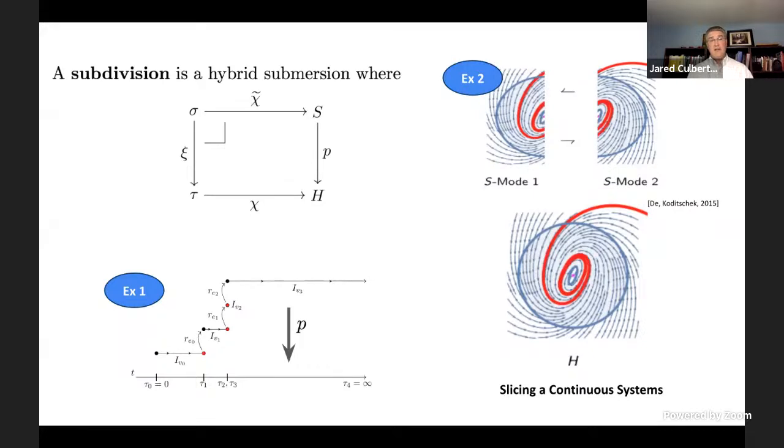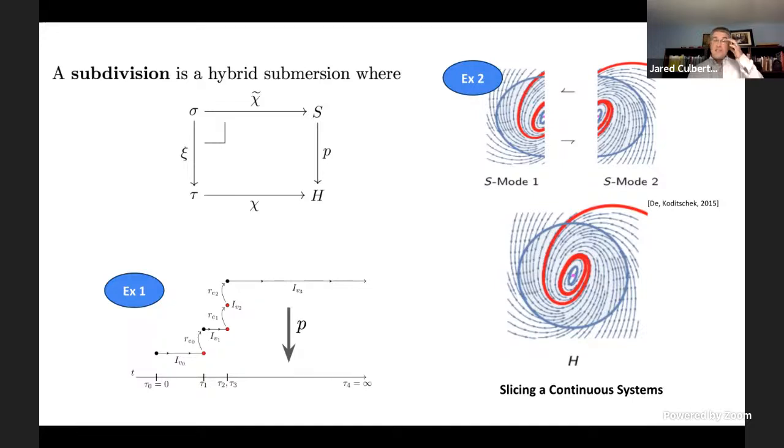But the idea is that if you take any hybrid submersion here, and this is just an analog of the classical submersion, P here is a hybrid submersion from S to H. And if pi is any execution of that hybrid system, so any hybrid trajectory in that system, then there should be a lifting property through this fiber product construction that allows you to have a refinement of that hybrid time trajectory. So sigma refines tau, and there exists some sort of execution from sigma then into the subdivided system.